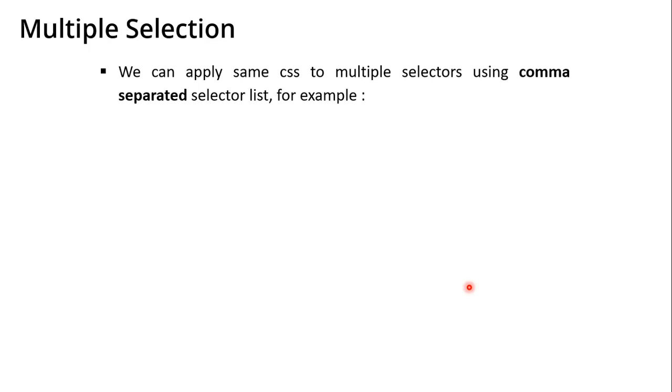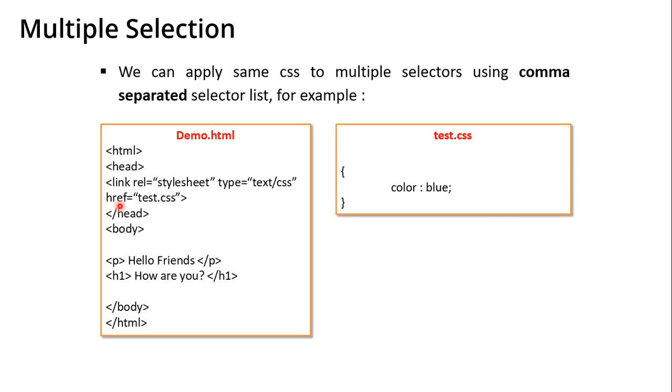Okay, so multiple selection: we can apply the same CSS to multiple selectors using a comma separated selector list. So we have different selectors. For example, here we have a text.css and we have color blue. Now I am using p comma h1. So p is my paragraph and h1 is my header.